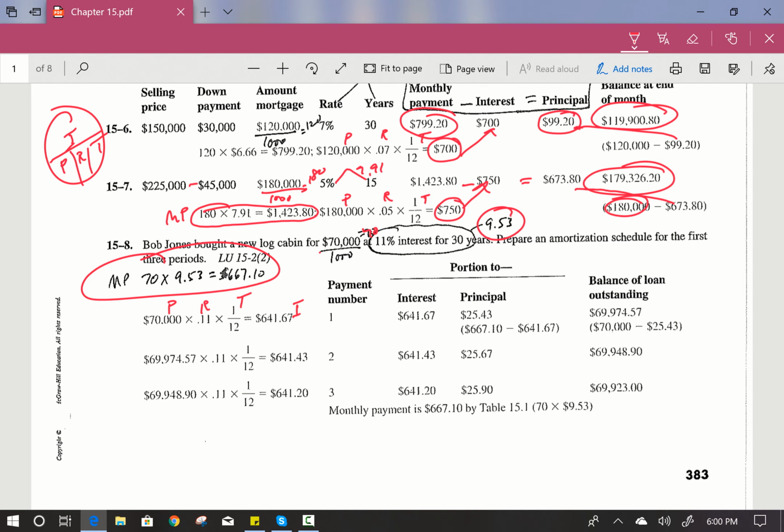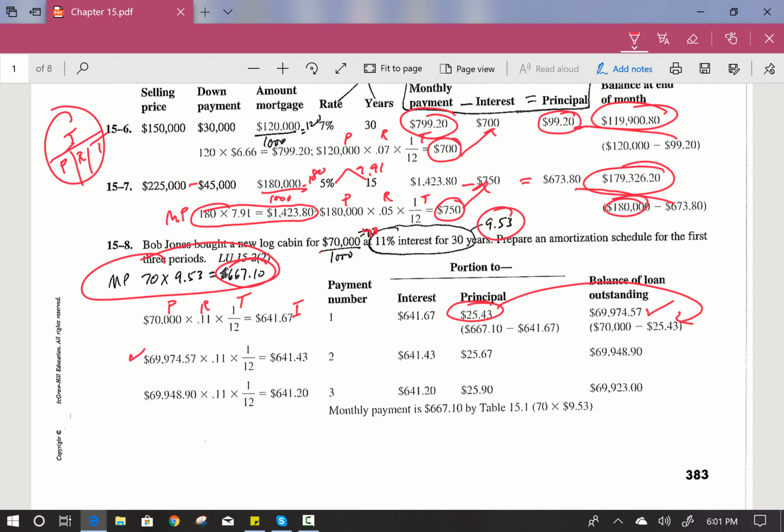I'm going to subtract the $641.67 from the monthly payment of $667.10, and that was going to give me a principal of $25.43. Now I'm going to subtract the principal of $25.43 from the beginning balance of $70,000, and my balance of the loan outstanding is now $69,974.57. Okay, now I'm going to bring that balance forward to my next month, and we're going to use that as a principal times the rate times the time, and we're going to repeat this process.